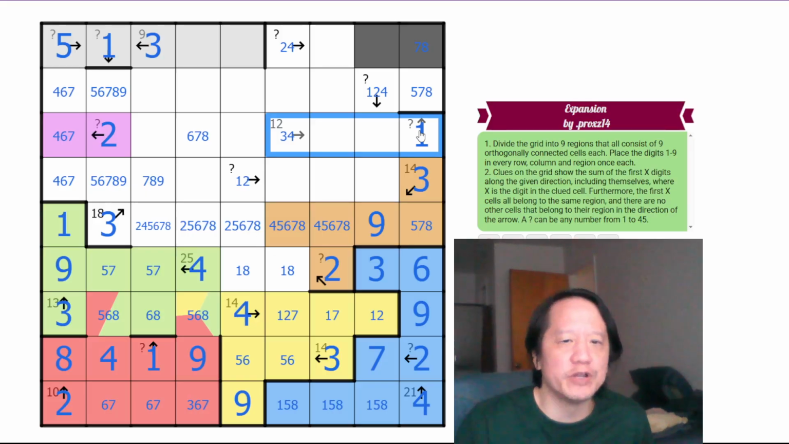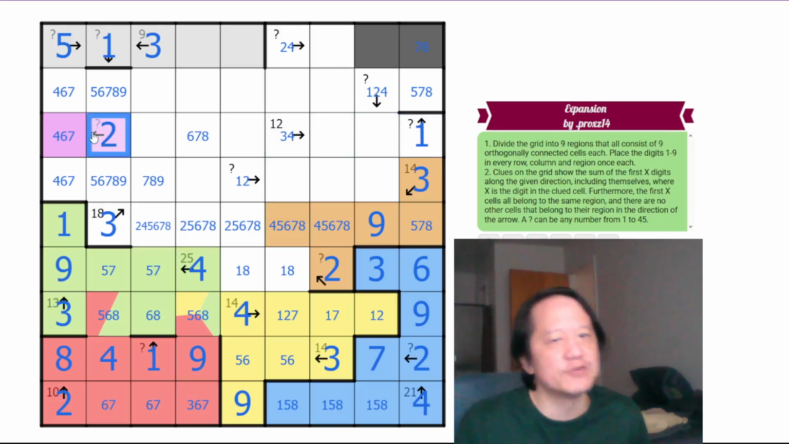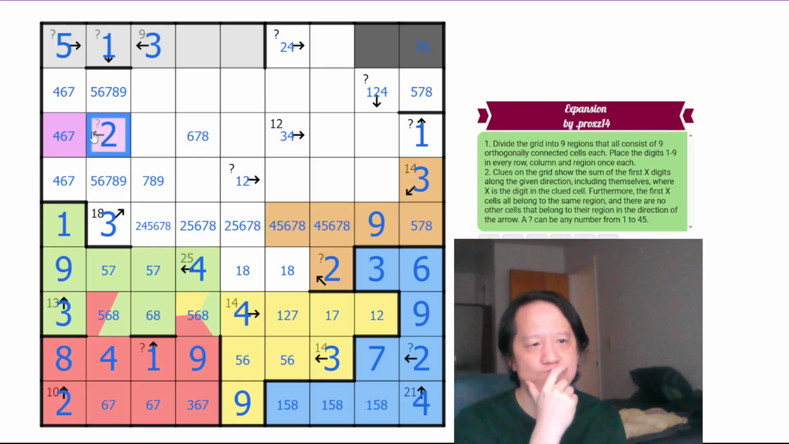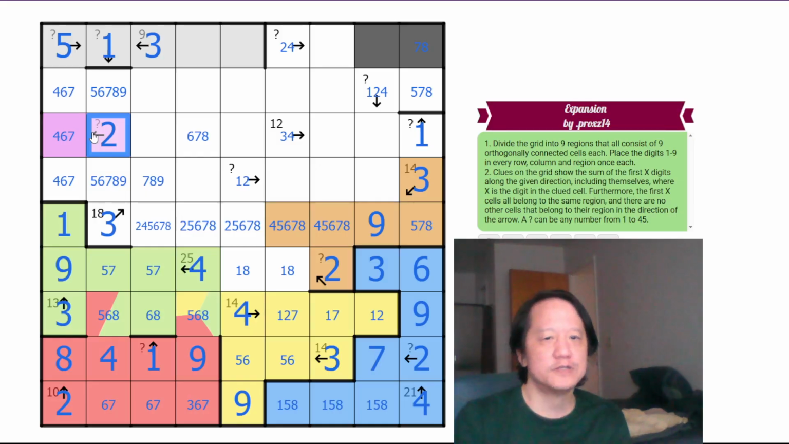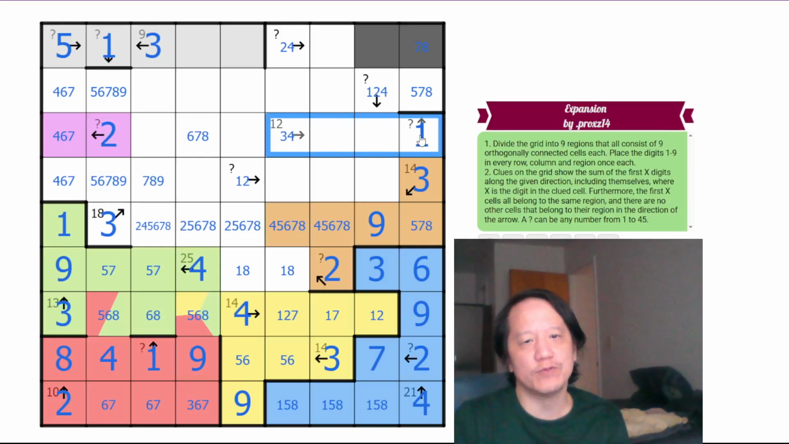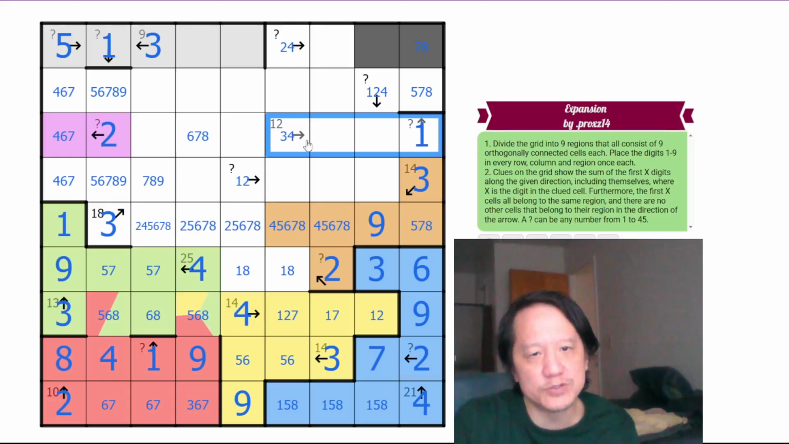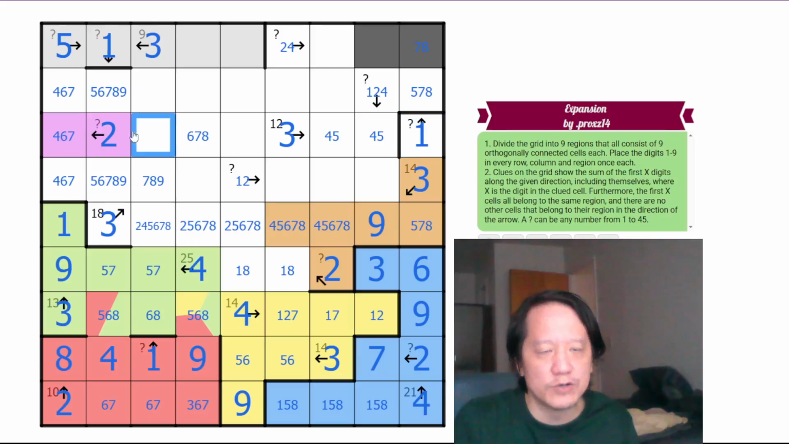This cannot be 4 anymore, adding up to 12, because we don't have a 2 available. So if we try to add up to 12 with 4 digits, it has to be 4 with 1, 2, and 5. But we don't have 2 available. So this must be 3, and it has to be 4, 5 as a pair. And then there's a boundary. So this is definitely part of orange. So this is 3, 4, and 5 here to add up to 12 because we don't have 1 or 2 available.